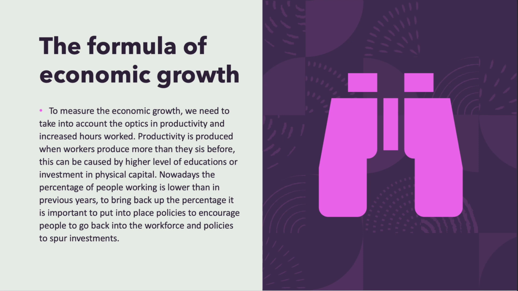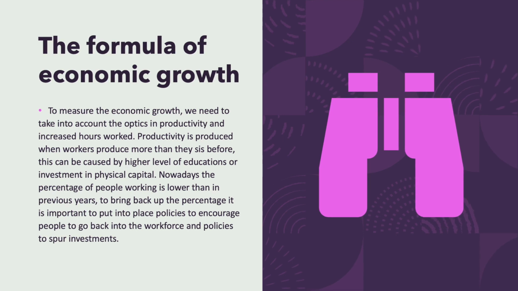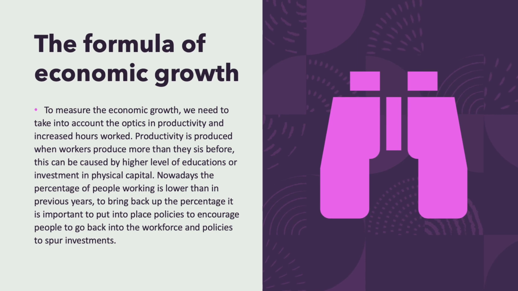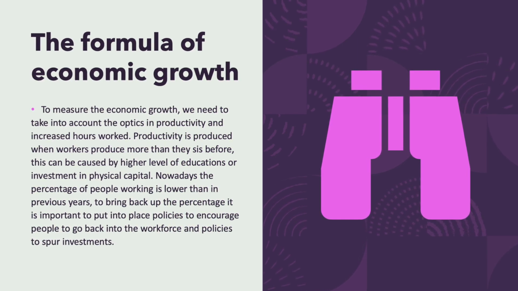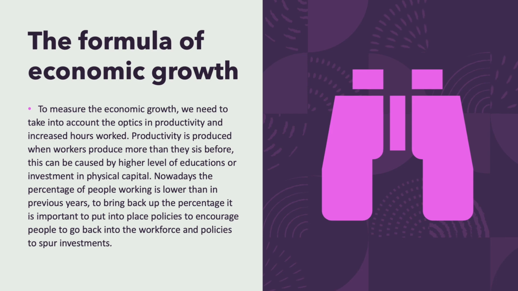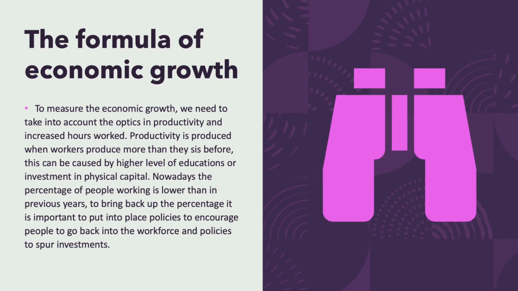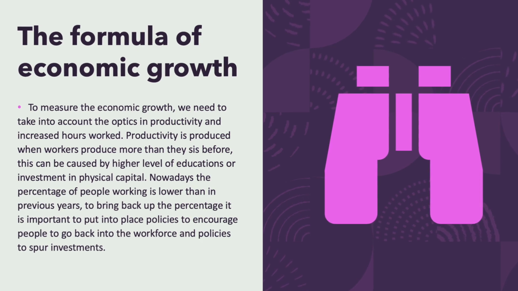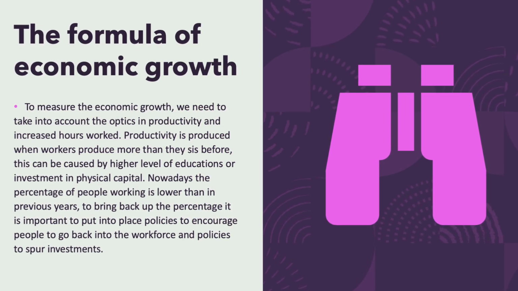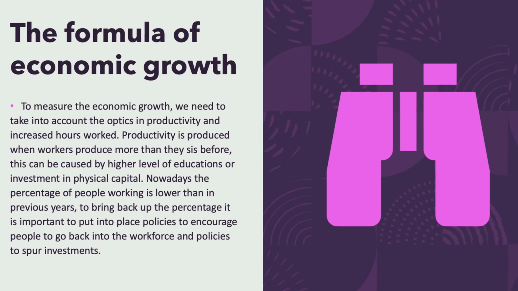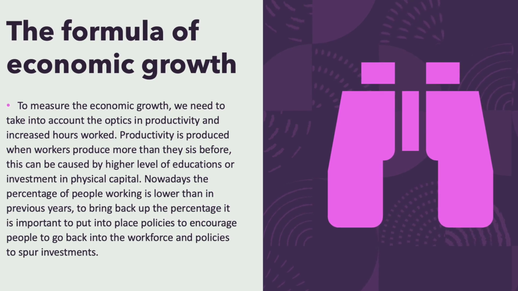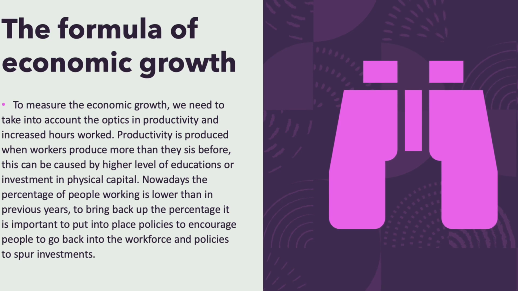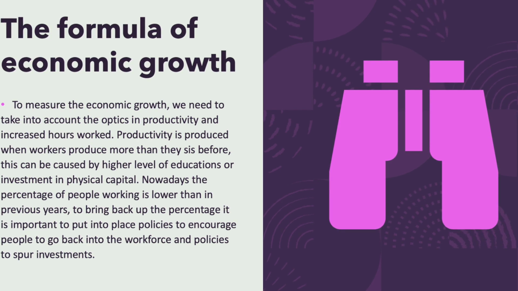The formula of economic growth. To measure economic growth, we need to take into account the output in productivity and increased hours worked. Productivity increases when workers produce more than they did before. This can be caused by a higher level of education or investment in physical capital. Nowadays, the percentage of people working is lower than in previous years. To bring the percentage back up, it is important to put into place policies to encourage people to go back into the workforce and policies to spur investments.